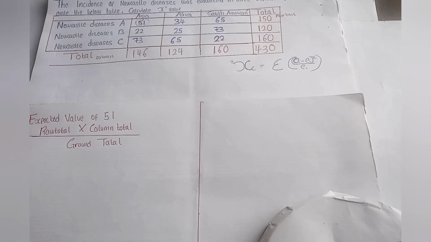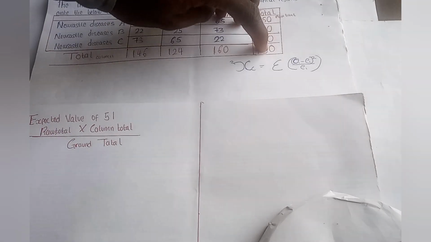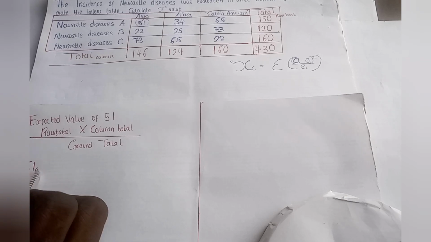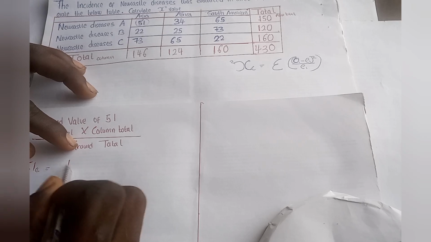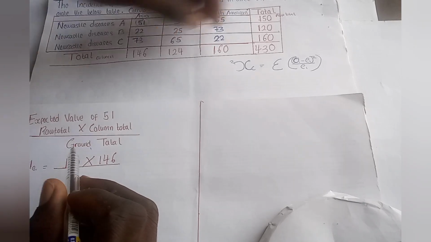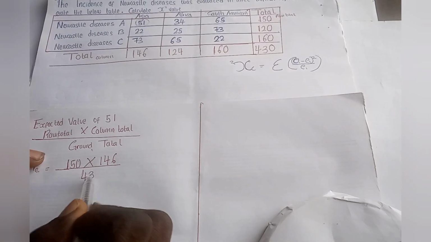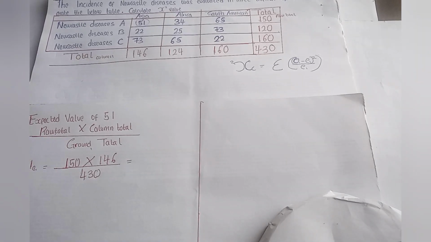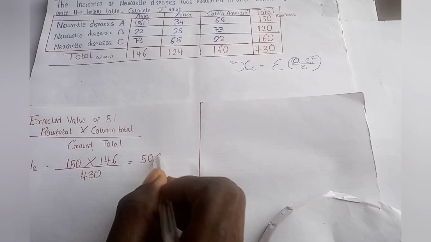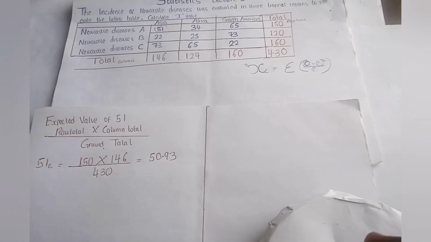If I want to calculate the expected value of 51 now, I know the row total, which is 150. The column total is 146. And the grand total is the total of all the values inside the block, which is 430. So I can easily substitute: expected value of 51 is equal to 150 multiplied by 146, all over 430. So therefore, the expected value of 51 is 50.93. So I've gotten the expected value of 51.